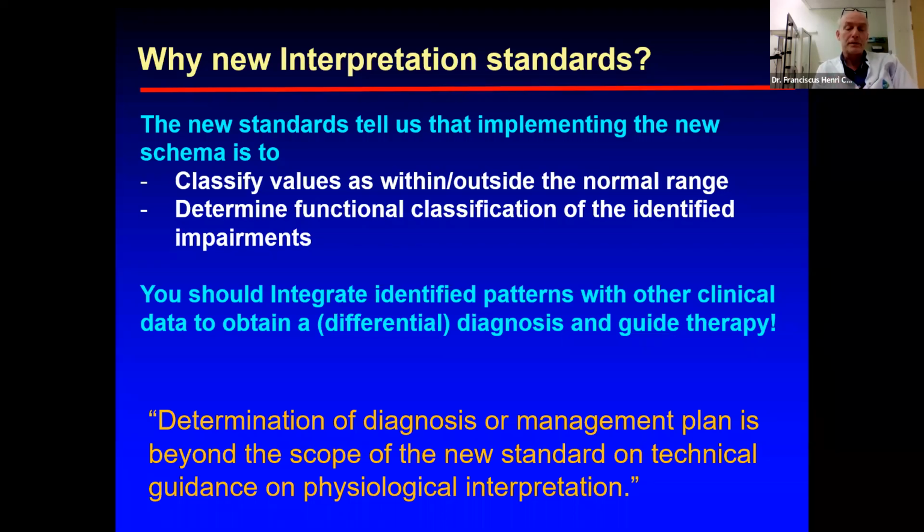But if you want to do the clinical interpretation, you should combine all the outcomes, the spirometry, the static lung volume, CO diffusion, whatever you have, with clinical data, and then you can, as a clinician, see if you go to a diagnosis or a differential diagnosis and perhaps to therapy. So the bottom line states that the determination of diagnosis or management plan is beyond the scope of this new standard. It is a technical guidance on how to do a physiological interpretation. So keep that in mind. Of course, we hope that it can be useful for your clinical interpretation, but it is not a clinical interpretation.